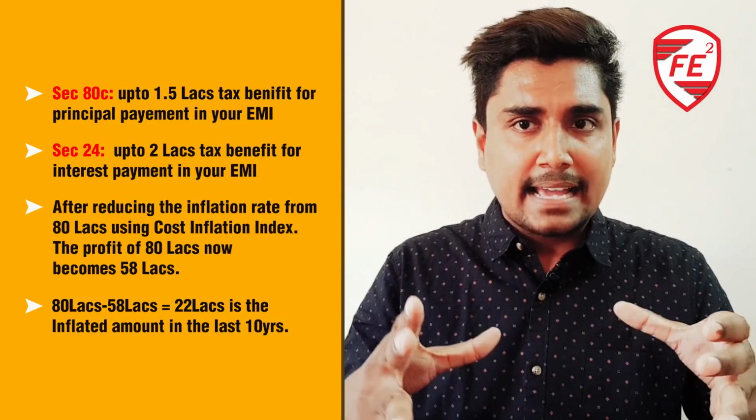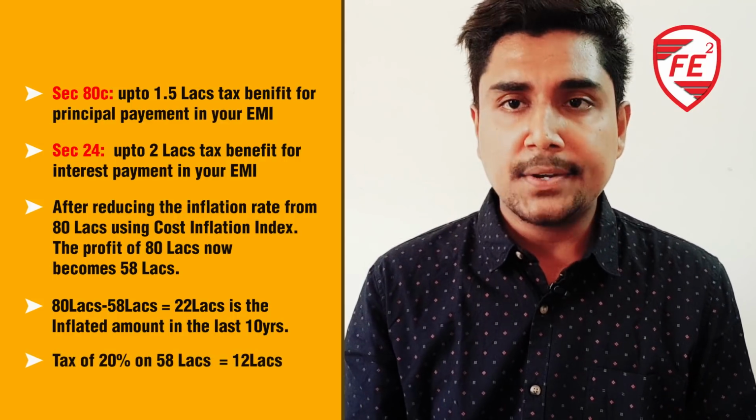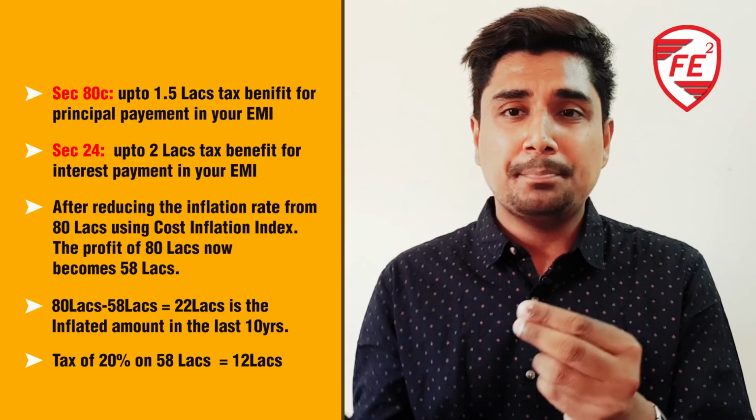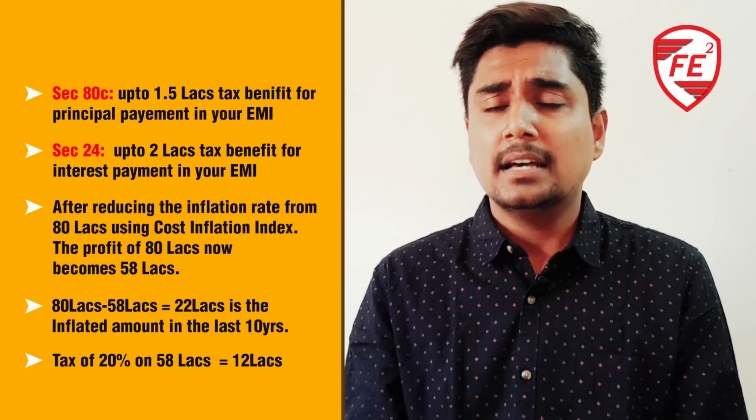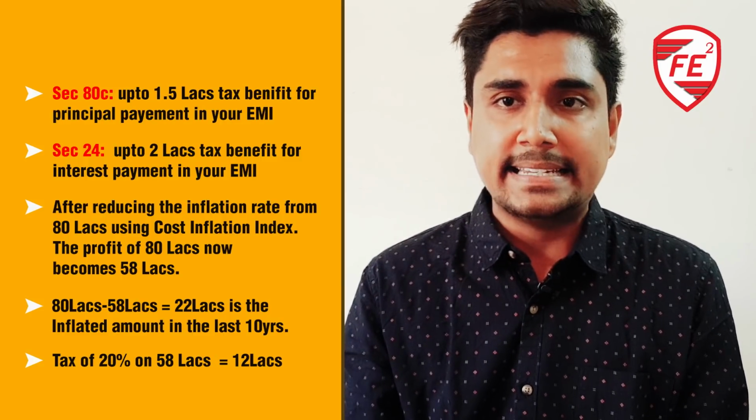For 58 lakhs, for long-term capital gain, you have to pay 20% tax to the Indian government. So if you apply the 20% tax rate to the 58 lakhs, it comes to around 11.6 lakhs. Let's take around 12 lakhs for easy understanding.